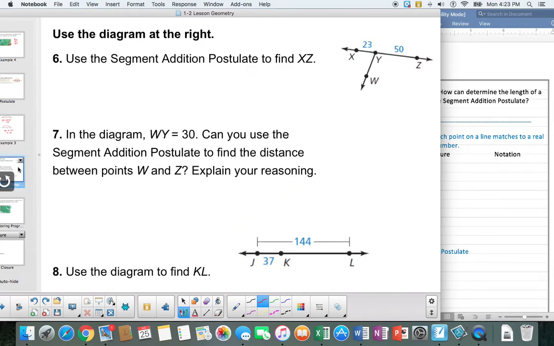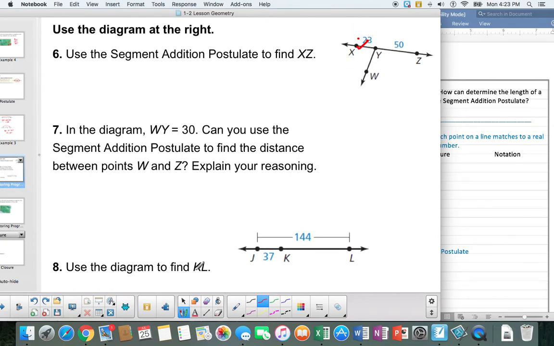Let's continue doing more problems. We want to find XC, and that's a big distance, XC. So we know it'll be the sum of 2 smaller distances, and the answer will be 73.